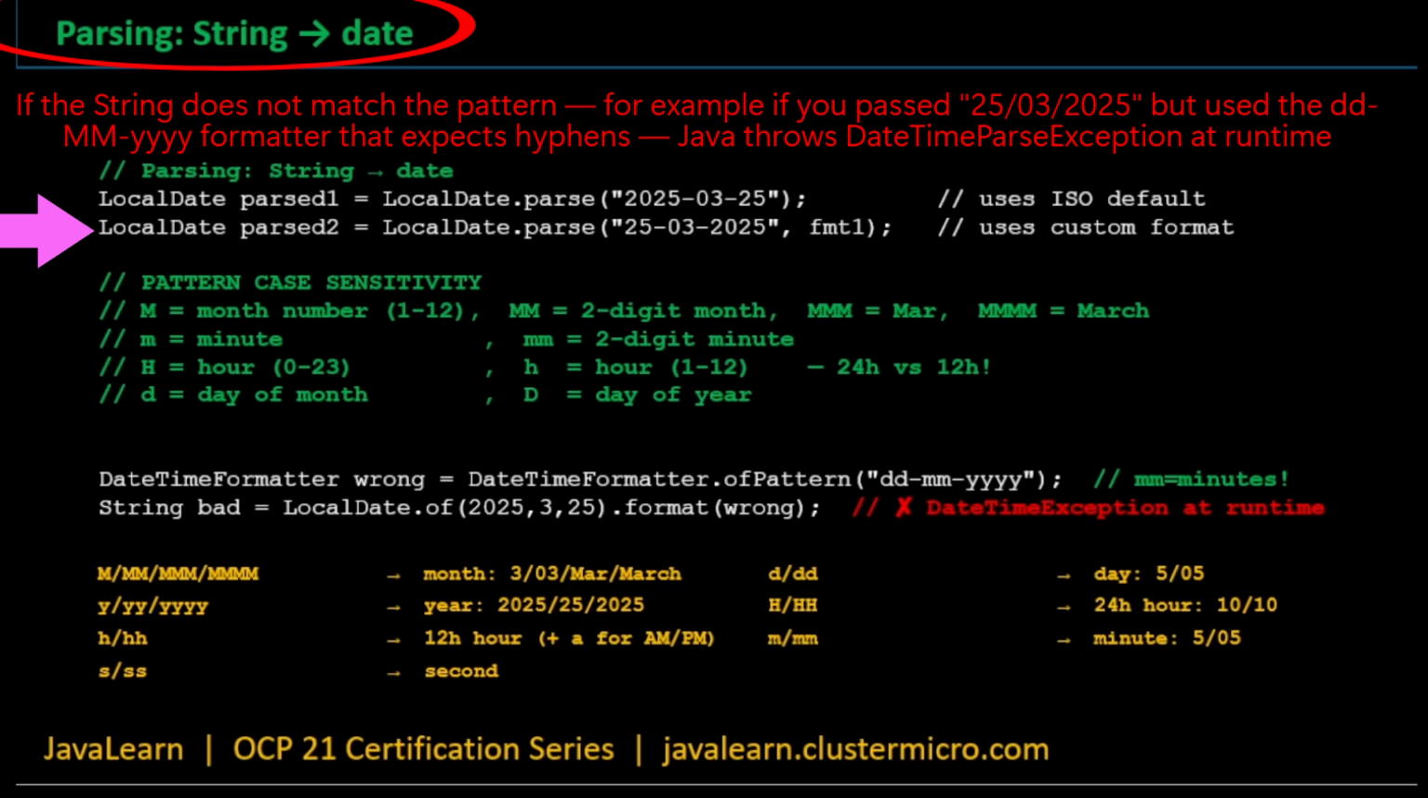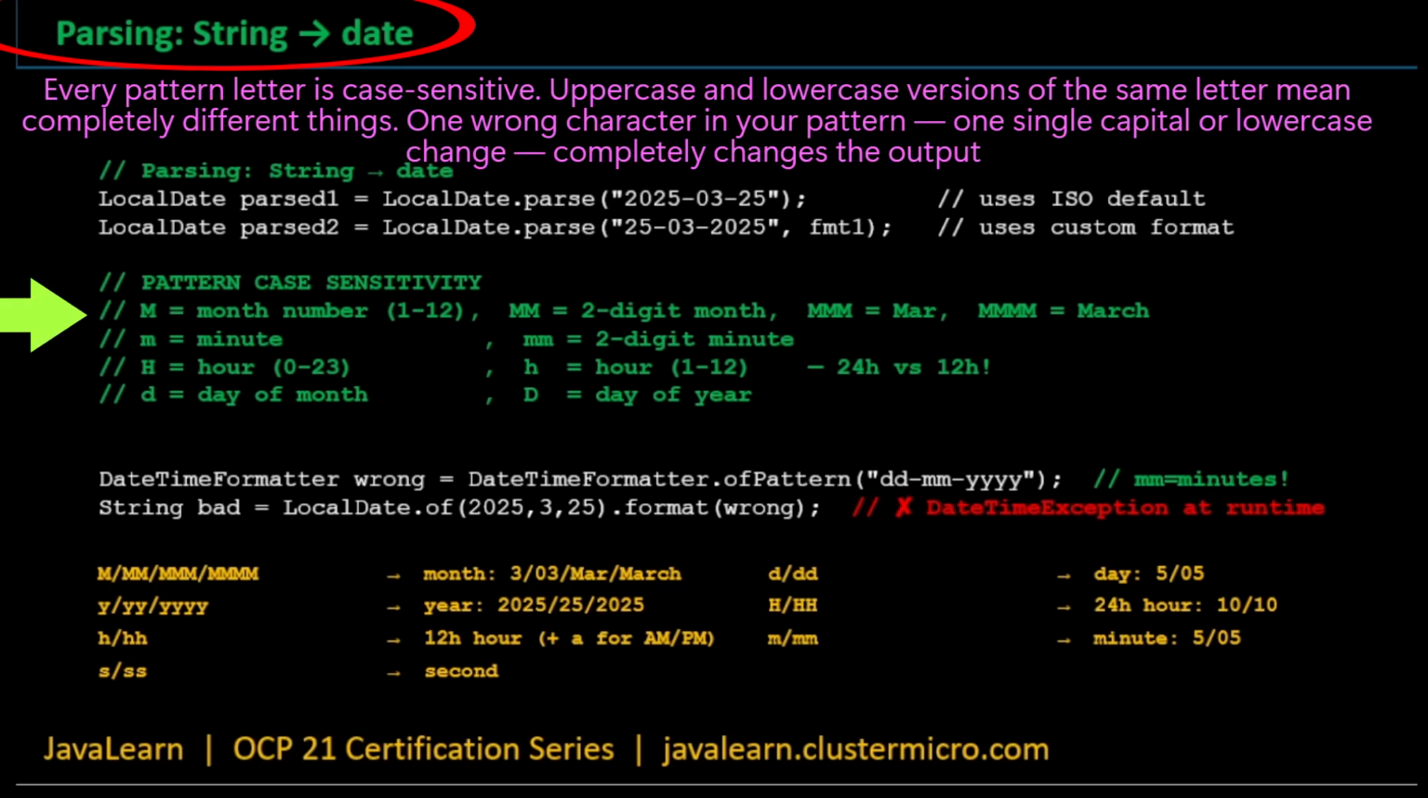Uppercase and lowercase versions of the same letter mean completely different things. So one wrong character in your pattern, one single capital or lowercase change, completely changes the output or causes a runtime exception. If you see capital M versus small m, it is month versus minute. Just understand capital M versus small m is month versus minute. This is the number one trap. It is the most commonly tested case sensitivity error on the OCP exam. Capital M equals month, and the number of M characters controls the format.